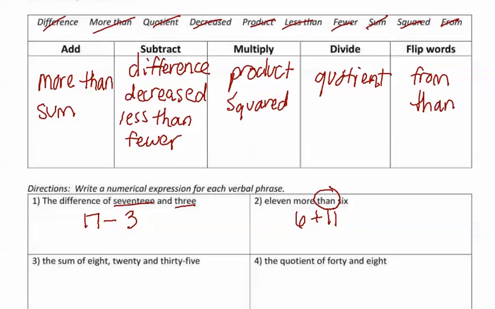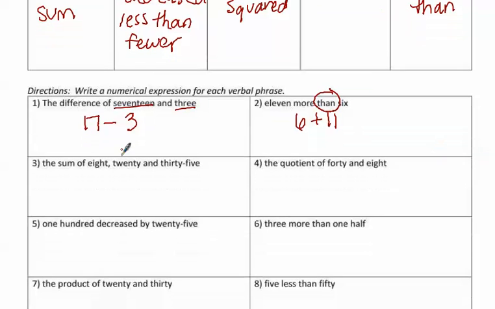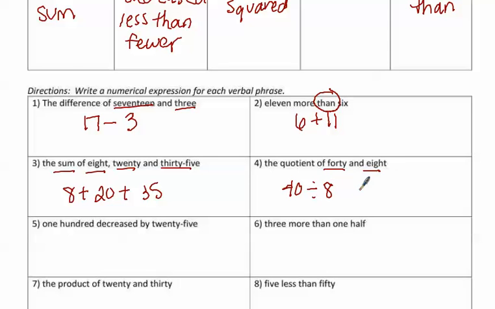Looking at the next one, the sum of 8, 20, and 35. So the sum, you're adding, work left to right: 8, 20, and 35. The quotient of 40 and 8. Quotient is division. So 40 divided by 8, or you could write this in fraction form, 40 over 8.